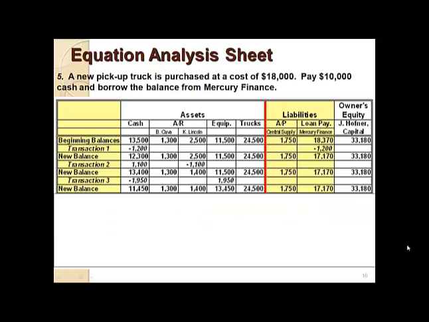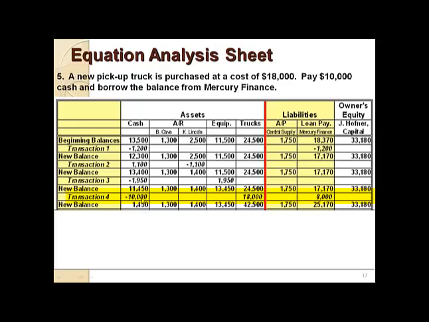So now the next transaction reads, a new pickup truck is purchased at a cost of $18,000. We pay $10,000 cash and borrow the balance from Mercury Finance. What this means is we're paying $10,000 out of our pocket and Mercury Finance is paying the remaining $8,000. Now 3 accounts are going to be affected. Our cash is going to be decreased by $10,000. Our trucks account is going to be increased by the full amount, which is $18,000, and our Mercury Finance account, our loan payable, is also going to be affected. It will be increased by $8,000. The transaction will look like this.